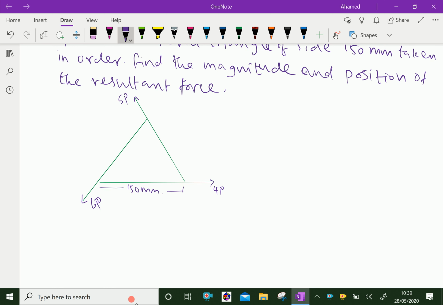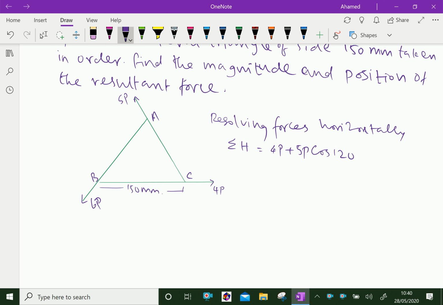Now resolving forces horizontally, that is sigma H. Let the points be A, B, C. Sigma H equals 4P, not 2P here, 4P, and 5P of cos 120, because in an equilateral triangle each angle is 60 degrees, so this angle is 120 degrees.